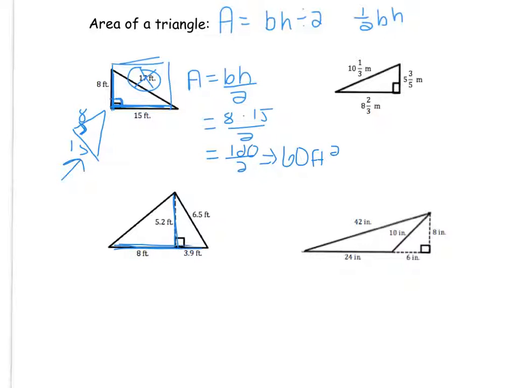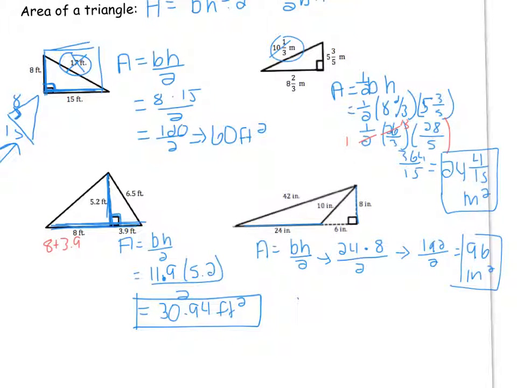But in this case, they're all the base, and then the height is that perpendicular line showing the distance between the base and the opposite angle. So here, the base and the distance between the base and the opposite angle. So I would like you to pause and write the formula, fill in what you know, and answer. See if you can do these on your own.